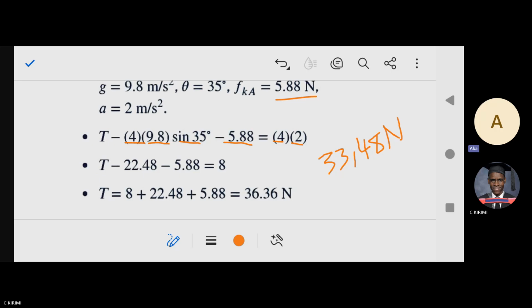So here it's giving me 20 something, because I'm punching in 9.8 sine 35. Radians or degrees contributes to that. Check your calculator setting. Is it in radians or in degrees? Check if it's in radians or degrees.